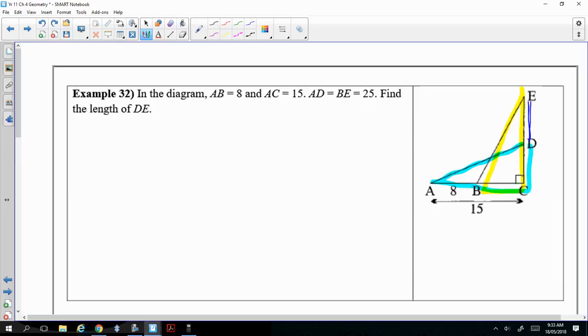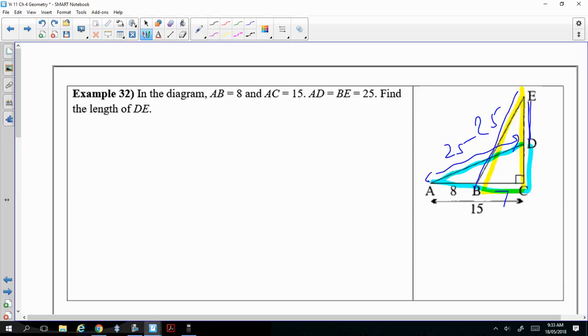To make it easy, maybe you can draw them separately. Actually, don't draw it separately. You may want to use it. And then this is 7, by subtraction. 15 minus 8 is 7. So now you can find the length of DC first. Maybe write down which triangle you used.